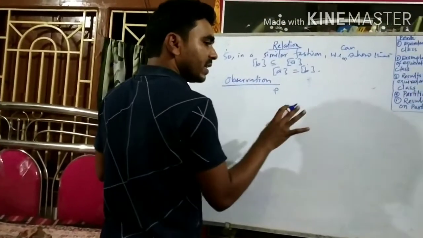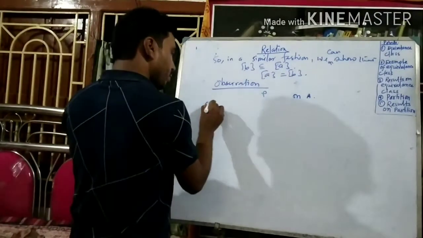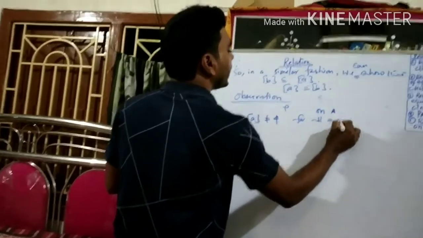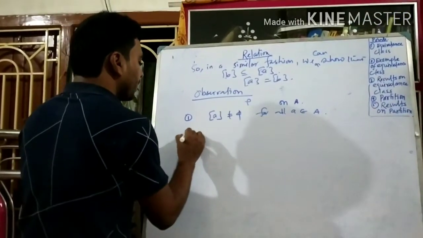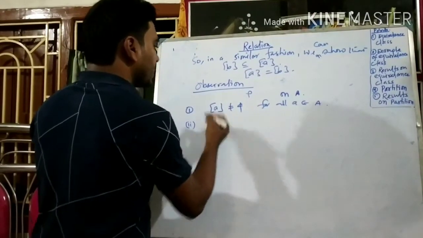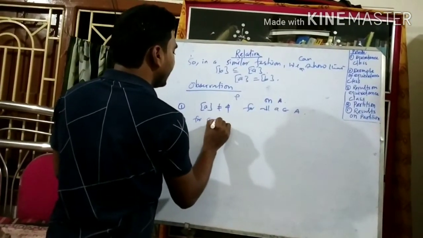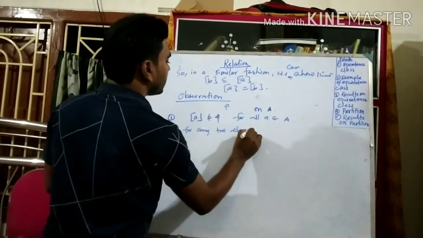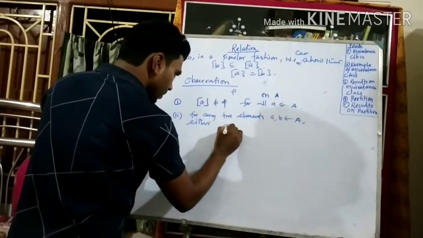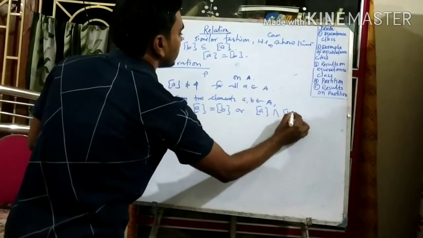Suppose rho is an equivalence relation on A. So the first observation we have seen is that class A is not equal to phi for all a belongs to A. Second observation is, for any two elements a, b belongs to A, either class a is equal to class b or they are disjoint, right?